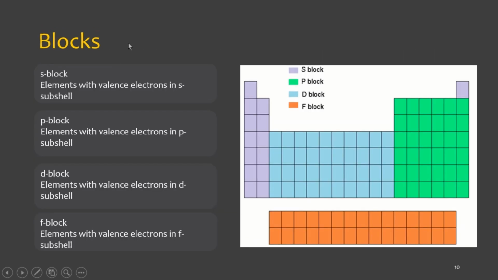Blocks. The four blocks are S, P, D, F. As you can see here, this is the S block, this is the P block, this is the D block, and the F block. And why do we call these S, P, D, and F block elements? Based on the valence shell electron. If the valence shell electron is in the S subshell, it means it is an S block element. As we can see, sodium's atomic number is 11, its configuration is 2, 8, 1. So the valence electron enters the S subshell. That's why it is termed an S block element. In the same way, if the valence electron is in the p subshell, as in the case of carbon, atomic number 6, 1s2, 2s2, and 2p2, the valence electrons enter the p subshell. That's why they are termed p block elements. And the same goes for the transition metals here and the lanthanides and actinides over here.